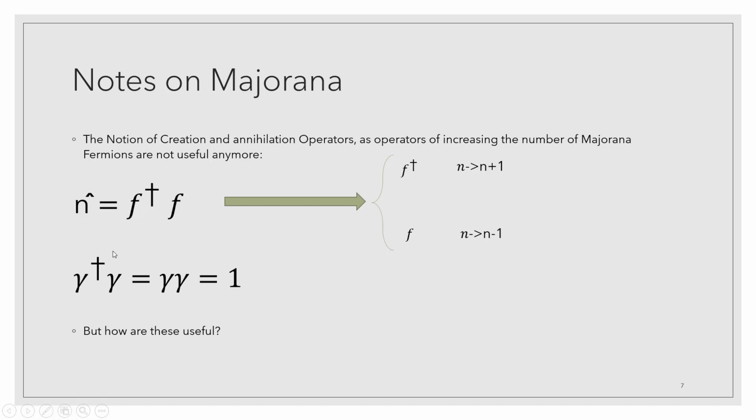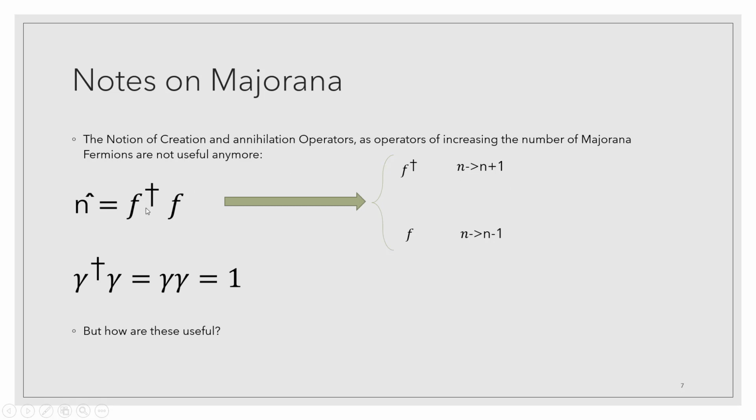What do I mean? For complex fermions, we define some operator called n, which, when you act it on your eigenstates of your Hamiltonian, you would end up getting some eigenvalue of n, small n, which represented the number of your fermions. And as you know, this f dagger increased the number from n to n plus 1, and this f decreased it by 1. So that's why we call these creation and annihilation operators, because they basically increase the number of fermions.